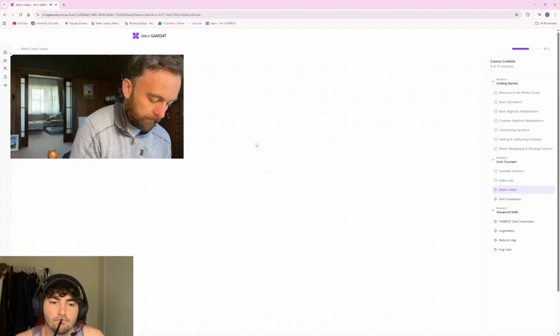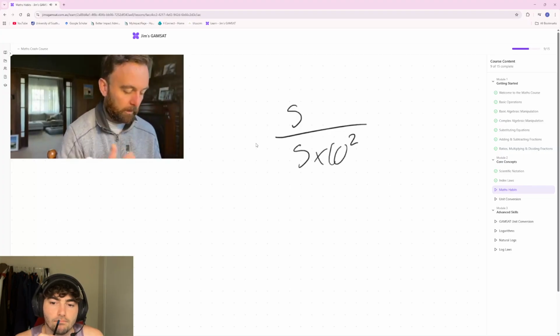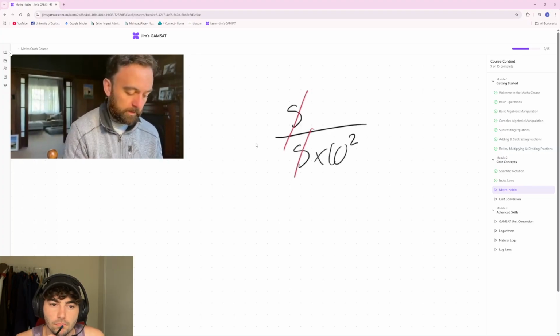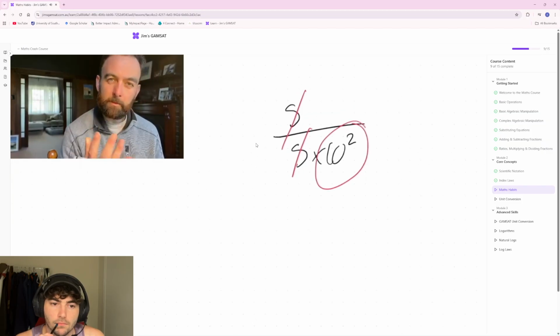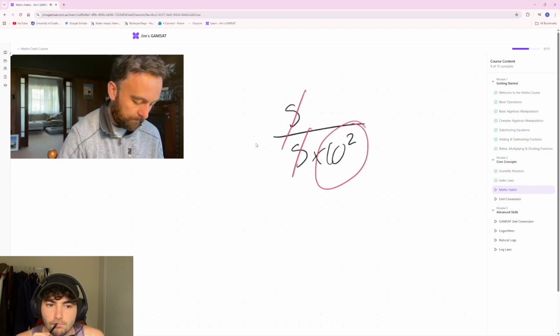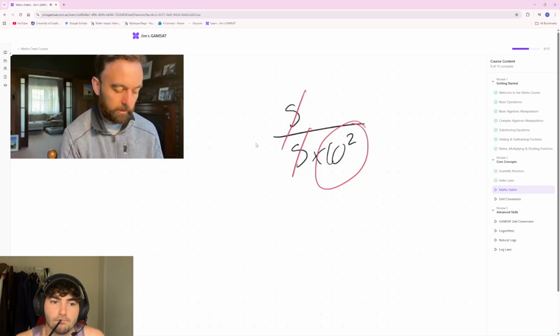I'll do 5 divided by 5 times 10 to the 2. So I've just thought, okay, I've got the same thing on the top and the bottom, so we can just cancel those out, and my answer is 10 to the 2. Now that seems reasonable, doesn't it? I've just cancelled that number off, and whatever's left is my answer. Seems reasonable, but I'll show you why it's not the case.